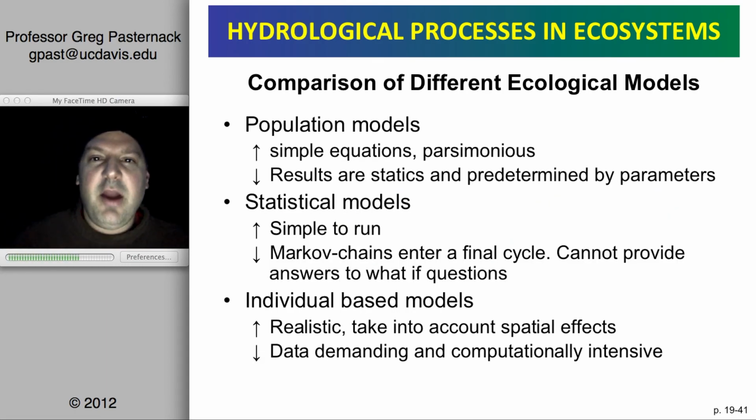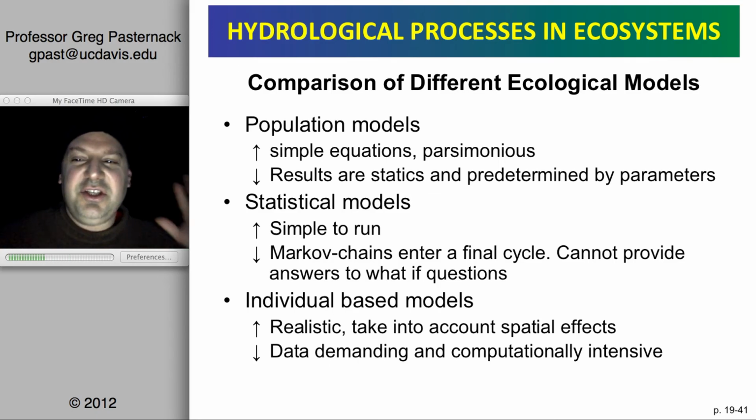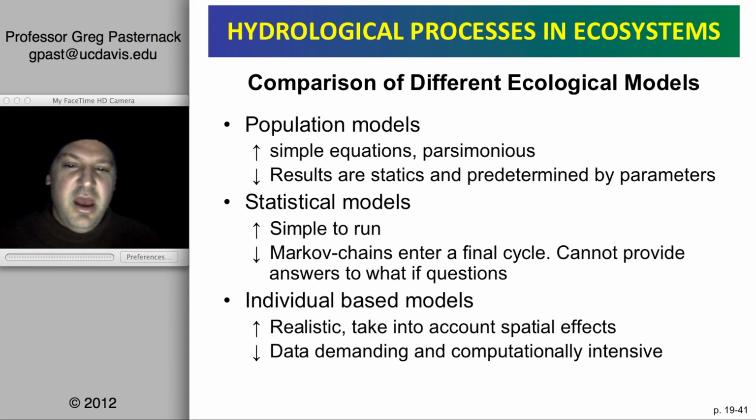So let's just summarize what I've tried to show, and this is really just your beginning introduction to ecological models. First, we had population models. They're simple equations. They're what we call parsimonious. That is, they don't include a lot of complexity. They're trying to get at the essential behavior of individual species, usually in relation to other species, and greatly simplifying environmental effects. The results are predetermined by whatever parameters you put in to characterize things like carrying capacity and intrinsic rate of growth. Statistical models are very simple to run.